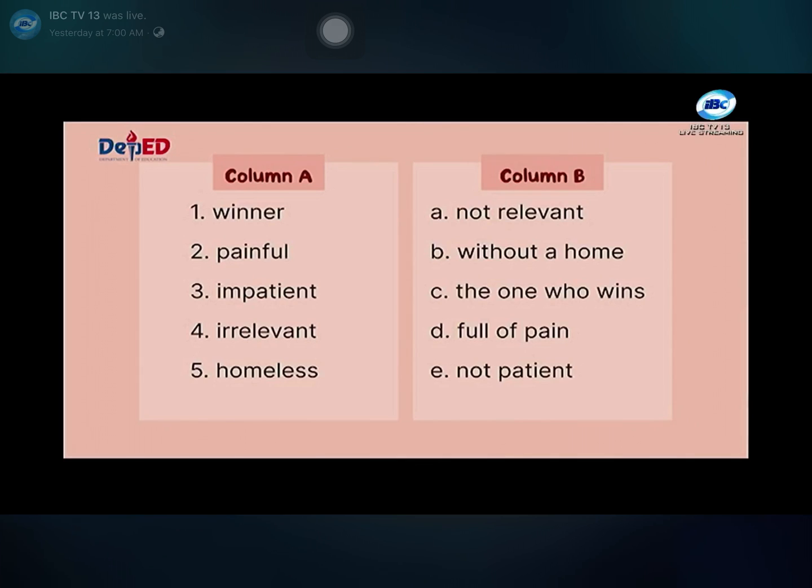Number 1, the meaning of the word winner is letter C, the one who wins. Number 2, painful means full of pain, which is letter D. The meaning of impatient in number 3 is letter E, not patient. Next is number 4. The meaning of irrelevant is letter A, not relevant. And for the last number, the word is homeless, and its meaning is letter B, without a home.